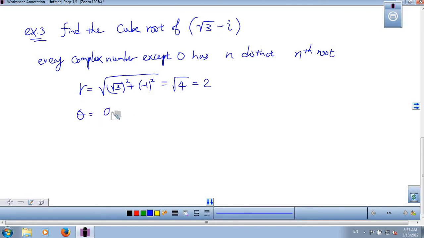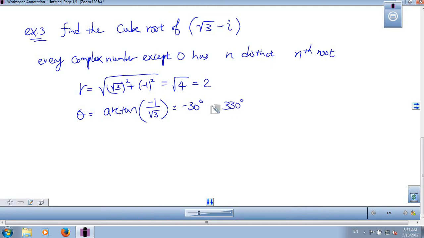Now this one is also in the 4th quadrant. I guess we've been choosing everything in the 4th quadrant today. So y is -1, x is the square root of 3. That means the sine value is -1/2, the cosine value is square root of 3 over 2, so this is -30 degrees. The coterminal angle would be, we add 360, 330 degrees. So our complex number will look like this: 2 CIS 330 degrees.